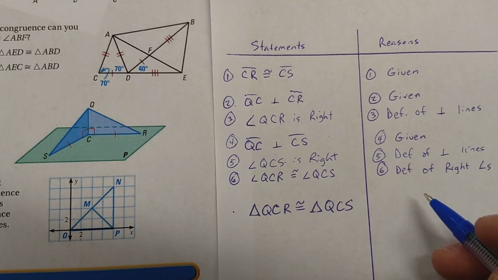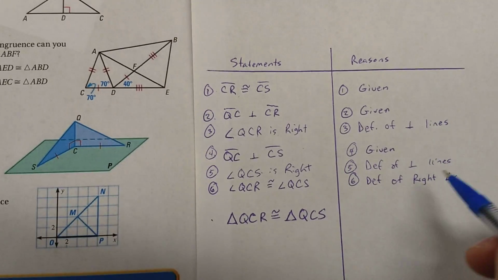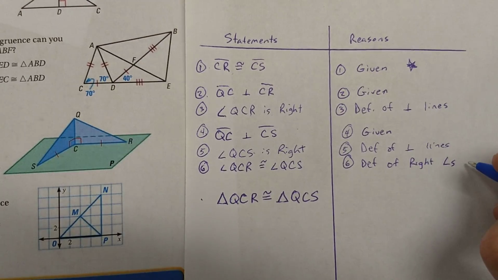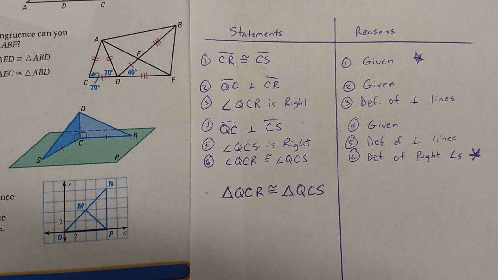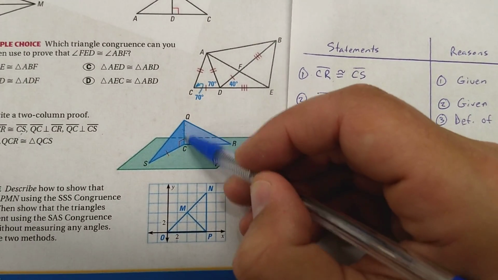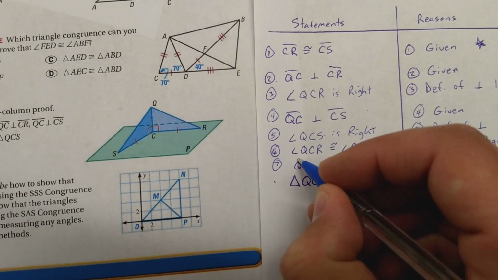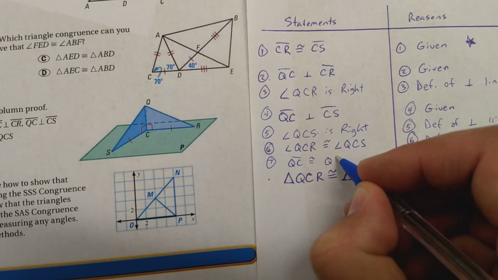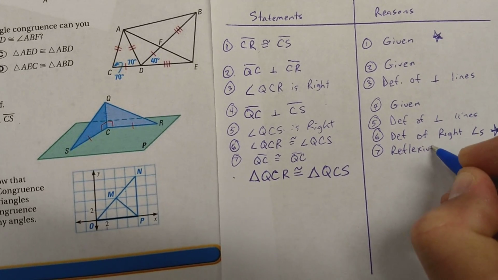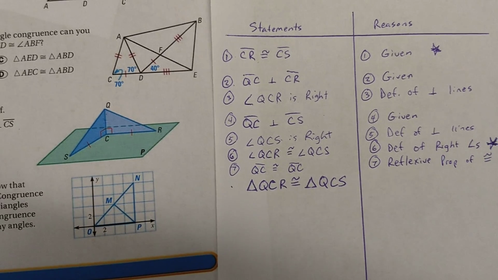And so really at this point, when we're looking at the triangles that we're trying to prove are congruent, we've got a side that we know is congruent up here, and we've got an angle that we know is congruent right here. We need a third side. And I can say, because QC is the same side in both of these triangles, that line segment QC is congruent to itself, line segment QC. That is the reflexive property of congruence. And so that is the third thing that I needed.